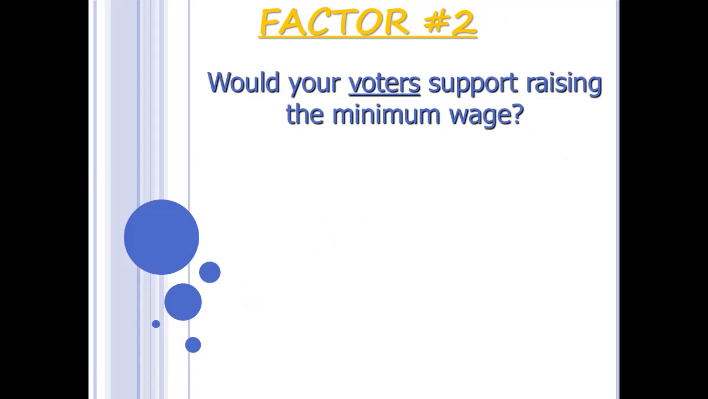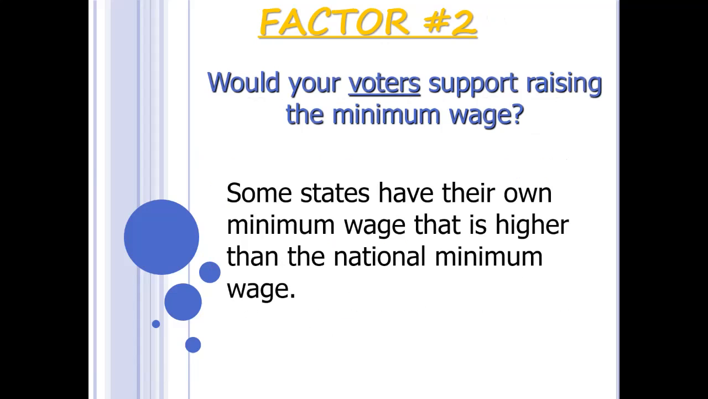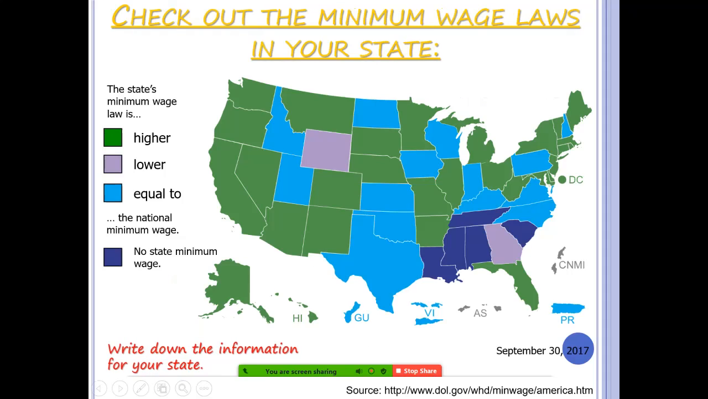You already said that. Would your voters support raising the minimum wage? There's some important information that will help you decide. Some states have their own minimum wage that is higher than the national minimum wage. Some do not. So the state's minimum wage law is higher in the green, lower in Georgia and Wyoming, and equal to in places like Wisconsin, Indiana, and Virginia. And you can see that there is no state minimum wage in places like Louisiana, Mississippi, Alabama, Tennessee, or South Carolina.